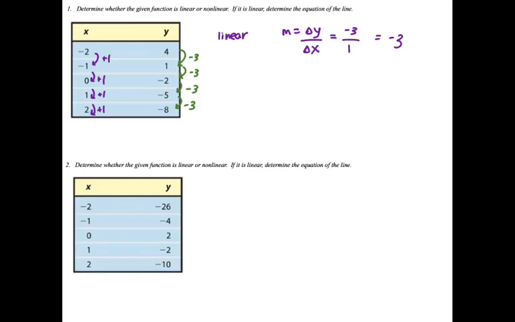I'm going to use slope-intercept form to write the equation of the line. y = mx + b is slope-intercept form. Remember, m is our slope and b is our y-intercept. So if we can take a look at this table and determine what the y-intercept is, that's probably the easiest way to go. The y-intercept occurs where the function or the line crosses the y-axis. That means x is 0 at that point.